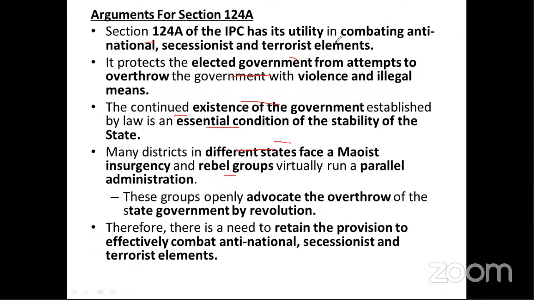It said that it should continue, it should be a part of the Indian Penal Code, so that in future, if any such anti-national, secessionist or terrorist activities happen in our country, they can be completely stopped. Okay, the government further says that it protects the elected government from attempts to overthrow it with violence and illegal means.